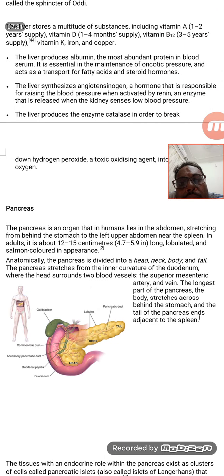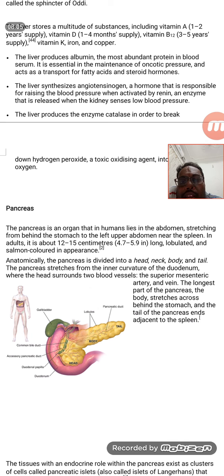Next one that is coming is the pancreas. The pancreas is both an endocrine and exocrine gland, and it is found behind the stomach near the spleen, and it is somewhere around 12 to 15 centimeters. I have copied this from the net. If you see this pancreas anatomically, it is divided into head, neck, body and tail.